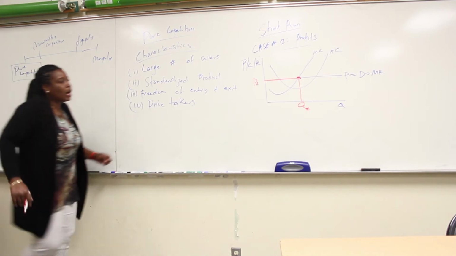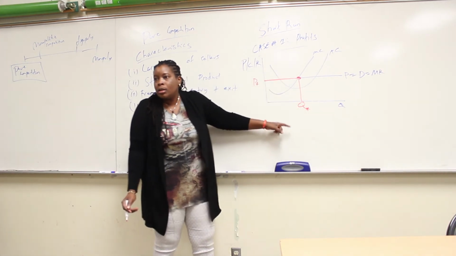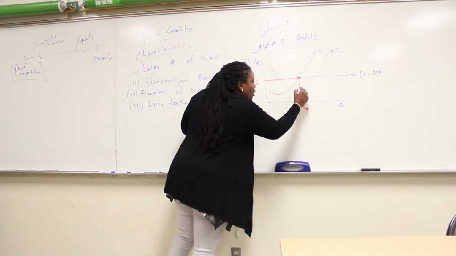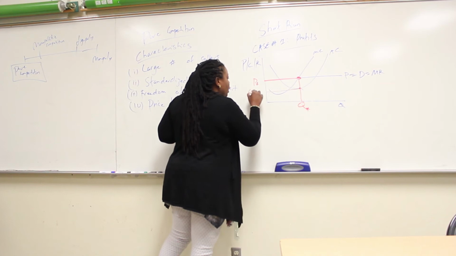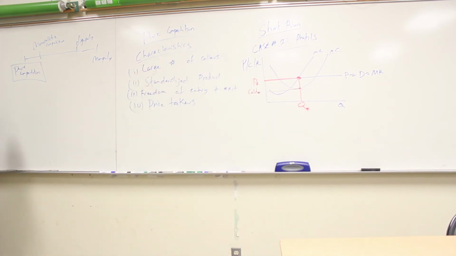If you want to figure out cost, remember, this is the profit maximizing quantity. The cost to produce this is where this profit maximizing quantity cuts the AC. Take it over, that is your cost. Is this firm making a profit or a loss?